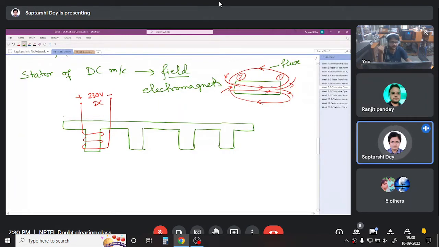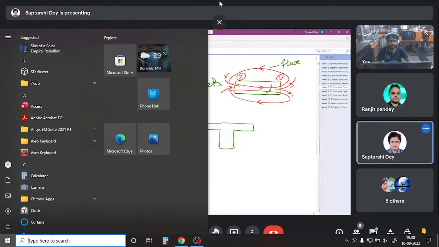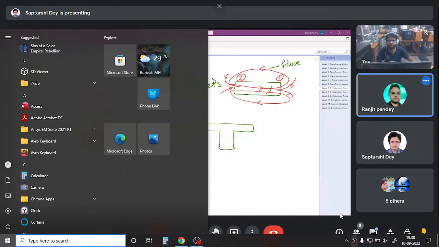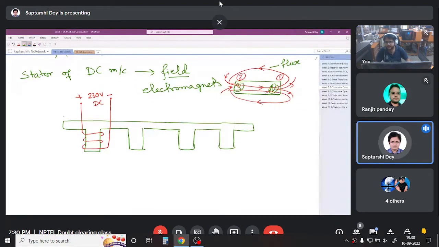Flux going out means north pole in a magnet. Okay, sir. So flux going out means north pole and flux coming in means south pole. So inside a magnet, flux flows from south pole to north pole. Outside a magnet, flux flows from north to south.